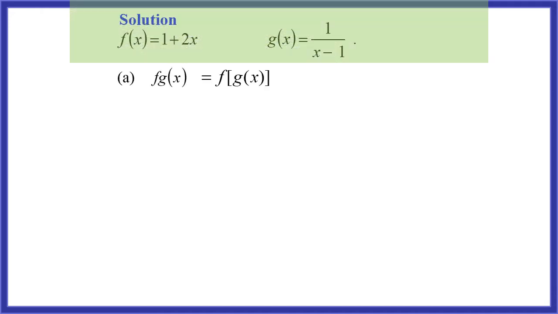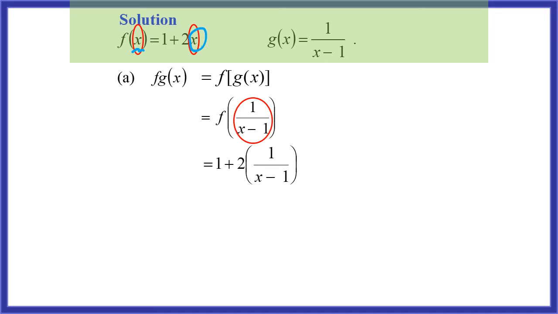To find f of g means that we have to replace everything inside the bracket with g(x). So what is g(x)? g(x) equals 1 over x minus 1. So it's f of 1 over x minus 1. Then we replace the x in f by 1 over x minus 1. So it will be 1 plus 2 multiplied by 1 over x minus 1. So simplify everything. What do we have?